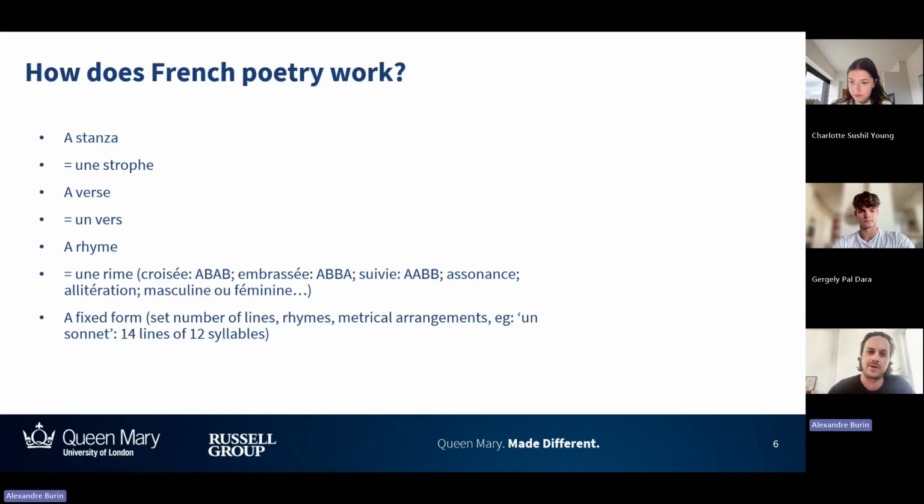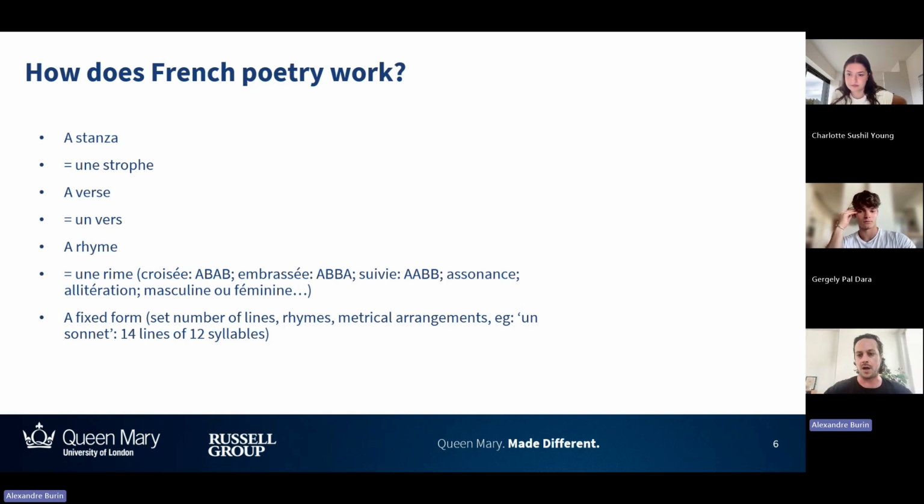You've got a set number of lines, rhymes, and metrical arrangements. So for instance, the French sonnet, which in some ways could be compared to a Shakespearean sonnet, is composed of 14 lines of 12 syllables. This is an obligation in its traditional form.